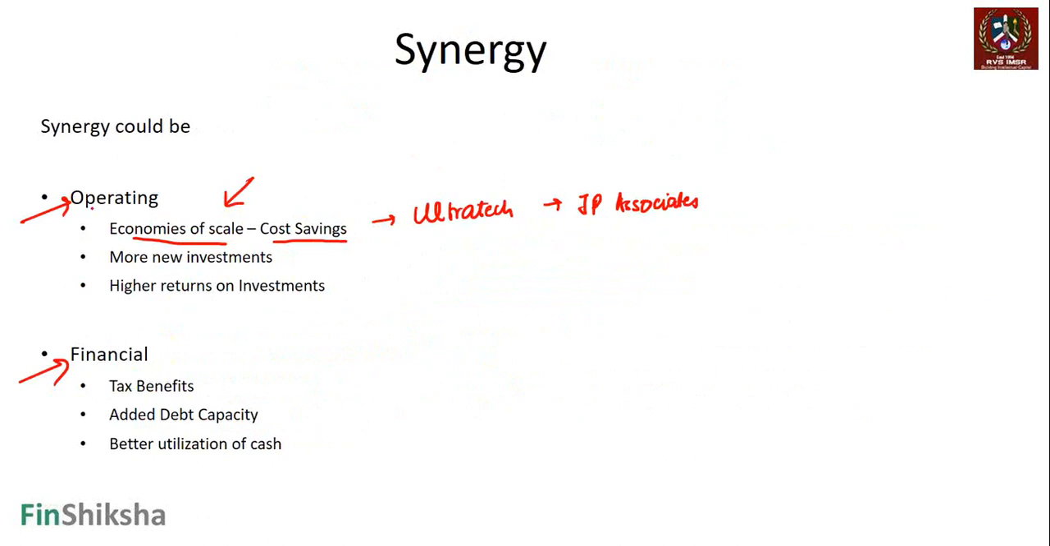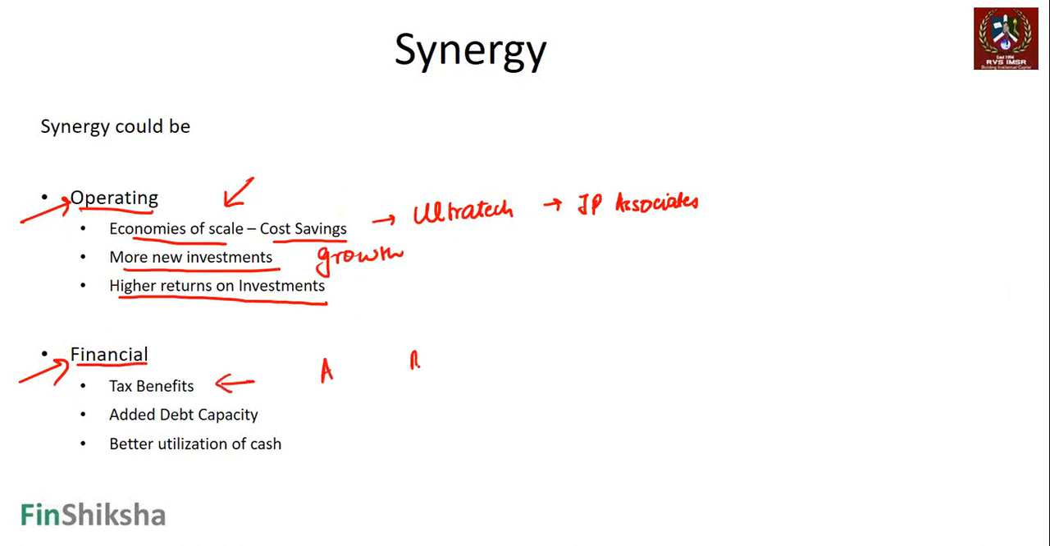would make the same cement plants profitable, because they will be able to produce at a lower cost, right? Operating synergies could come because more new investments could come in, because of growth that opens up. And typically, it would also result in higher returns on investments. So effectively, operating synergies would mean better investment opportunities and consequently higher returns on investments. So when you see this, there would be a direct impact on certain parameters, and we'll understand those parameters as we go along.